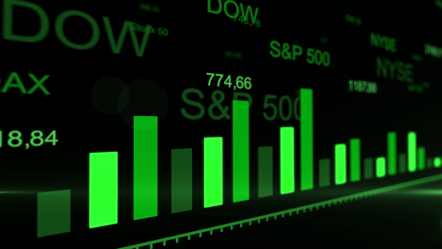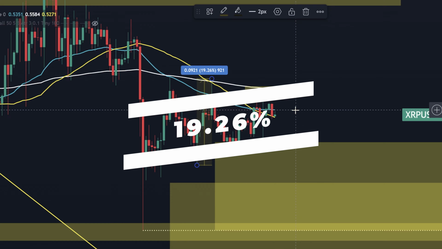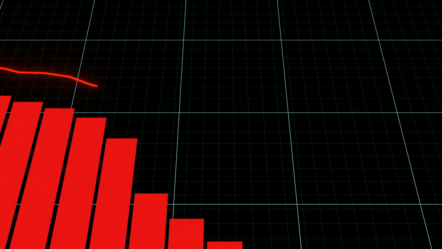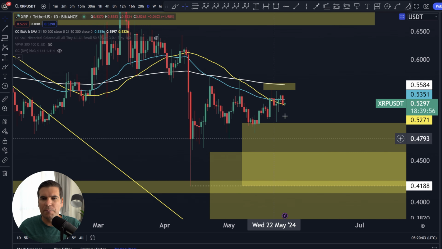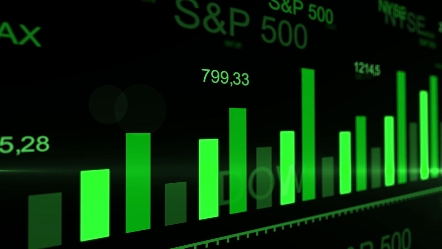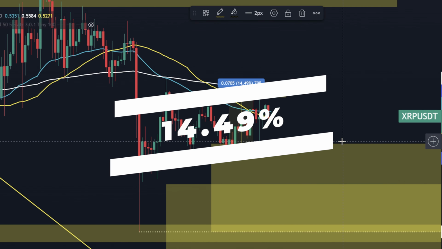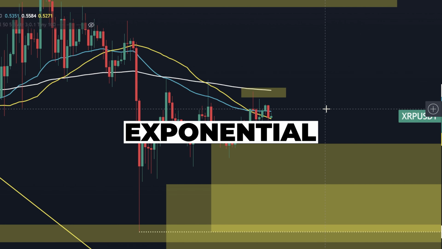XRP has seen a reasonably volatile May so far, with an initial surge of around 19.26%, after which, of course, we did see a bit of a move to the downside of around 14.68%, before we started to rally right the way back up again into our expected range and finding resistance after a 14.49% rise at that 200-day exponential moving average.